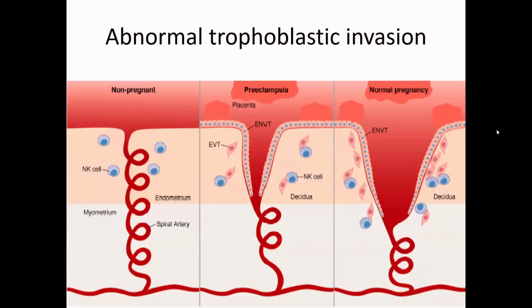So this is the normal implantation. In a non-pregnant patient, you can see in the picture that the spiral arteries are of normal diameter. And in case of normal pregnancy, there will be a marked invasion of the spiral arterioles by the trophoblast, so you can see the vessels are markedly dilated. But when we evaluate the case of preeclampsia, this trophoblastic invasion to the spiral arterioles will be reduced. You can see the picture clearly. So this is the reason why the patient will develop hypertension.